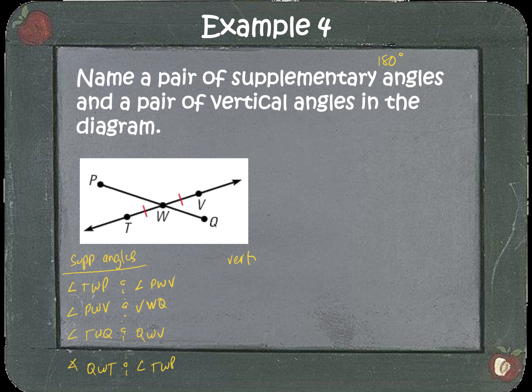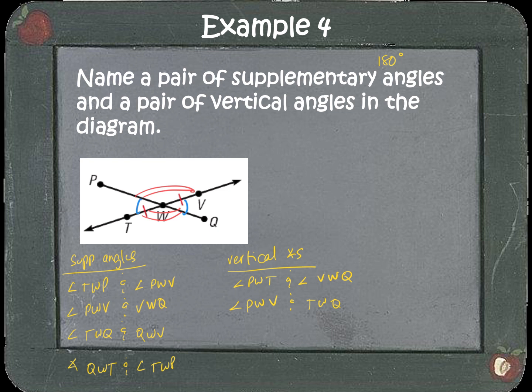The next one goes into vertical angles. Remember that whenever you have 2 intersecting lines, they form 2 pairs of vertical angles. The first pair would be these 2 angles, represented by angle PWT and angle VWQ. The second pair of vertical angles is this angle and this angle, represented by angle PWV and angle TWQ. So there are 2 pairs of vertical angles. These are the answers to those questions.